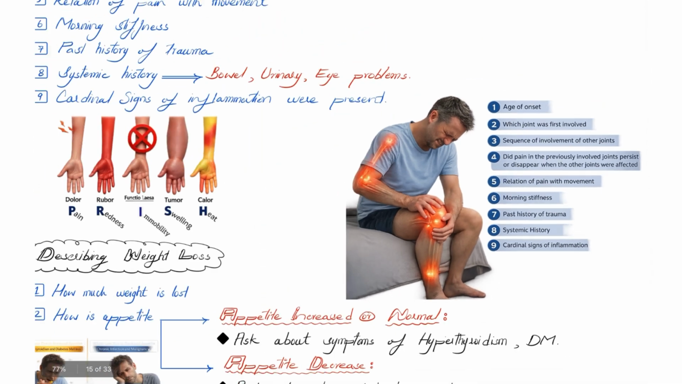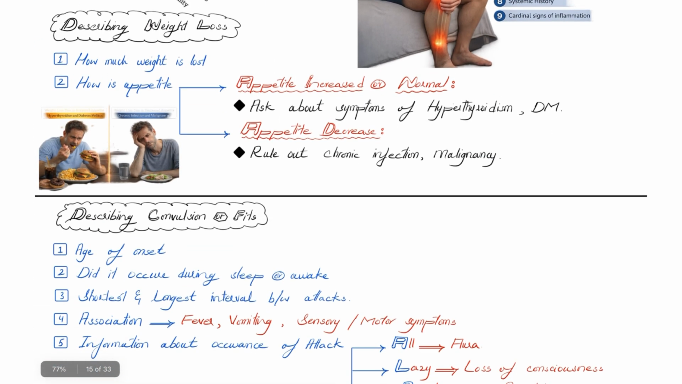Then describing weight loss. How much weight is lost? You can make some estimation if the exact weight loss is not known. And how is the appetite? If the weight loss is there despite good appetite, then ask about the symptoms of hyperthyroidism or diabetes mellitus. Or if weight loss is there with decreased appetite, then rule out any chronic infection or malignancy.